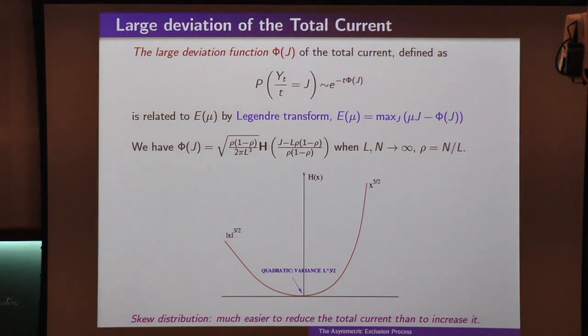And this is quite trivial to understand. If you have your exclusion process, to get less current than the typical current, you just have to slow down one particle, which blocks all the others. Okay? But if you want to get more current, you have to accelerate all the particles. And this is very unlikely. So that's why the large deviation function is much more steep in the positive direction rather than in the negative direction. And the power laws are not the same. 3/2 here, 5/2 here. This comes from this physical argument.